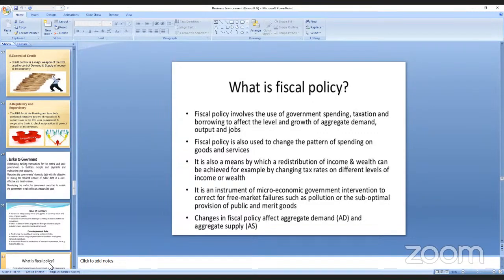And there is aggregate demand, and also aggregate supply. What is the meaning of aggregate? Total. So it is a change in the demand and the supply. What the government spends and borrows affects the level and growth of demand, and they will make the output and jobs. That is fiscal policy.